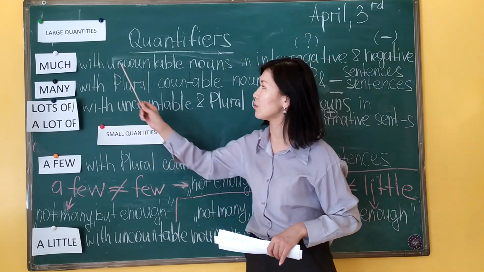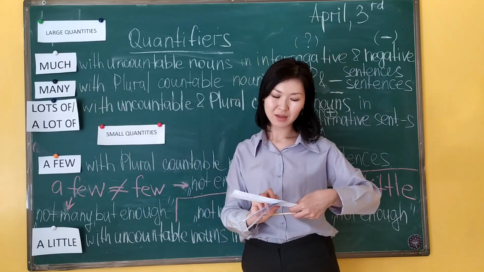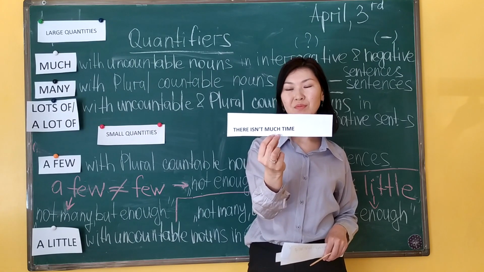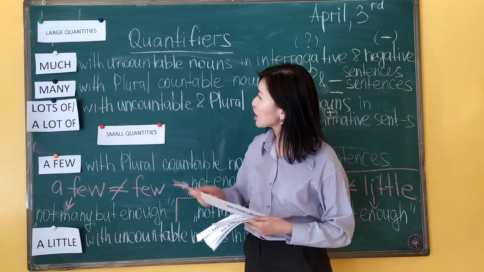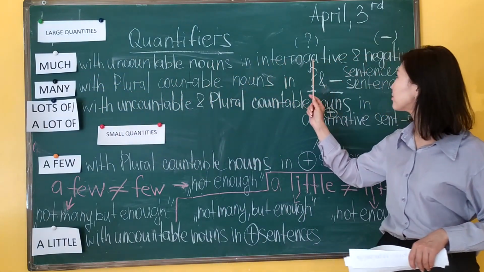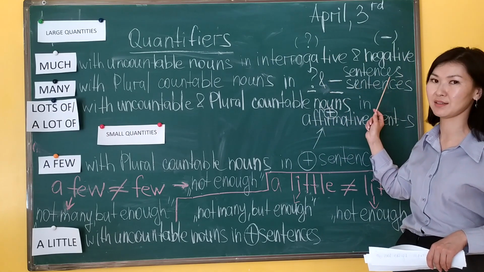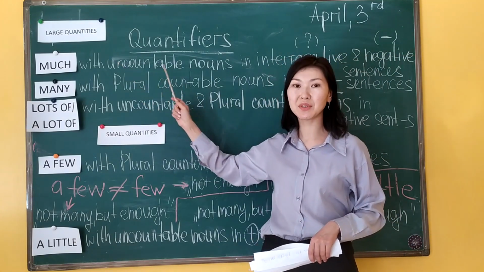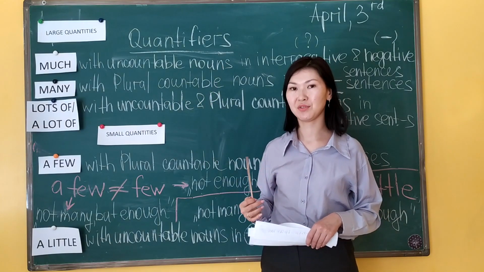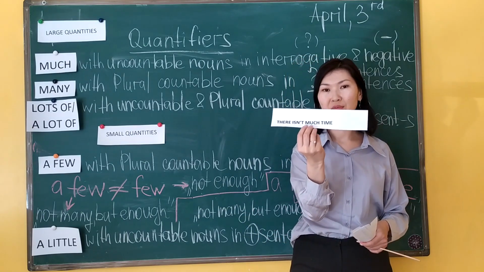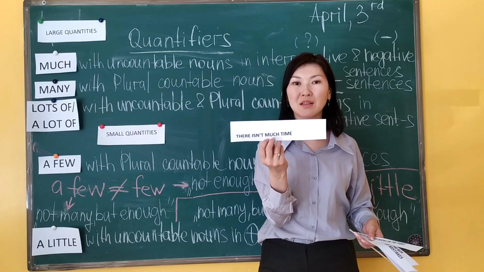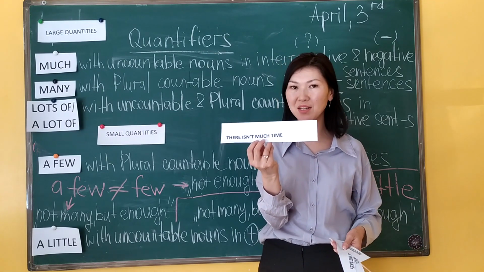Okay, let's have a look at much. For example, there isn't much time. Much is used with uncountable nouns in interrogative and negative sentences. What are uncountable nouns? They are nouns which we can't count. For example, time, sand, love or happiness, sugar, milk. These are uncountable nouns, right?